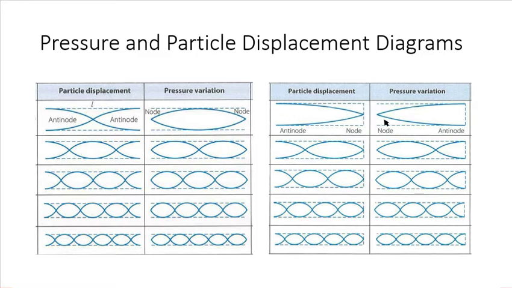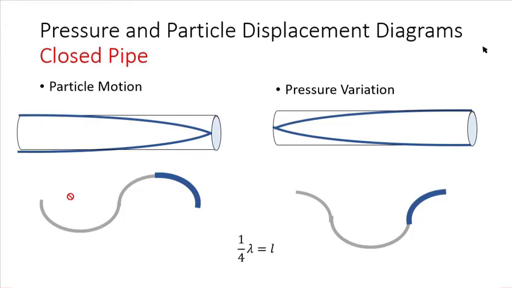But when you observe that from the perspective of the pressure variation within the pipe, then you can see that the antinode region would be representing the maximum pressure that's experienced, and the node region will represent the least amount of pressure that is experienced. They're both equivalent, they're just expressing different phenomena that are occurring. So let's have a look at our closed pipe.